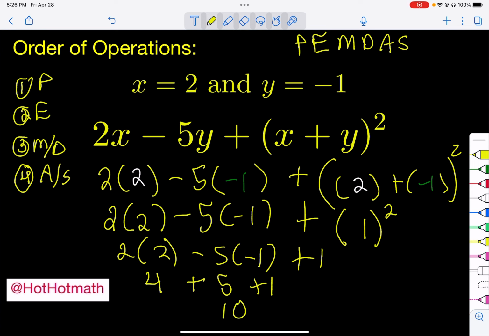So there is an example where we have substituted values in to an algebraic expression, and we have followed order of operations. I hope that helps.